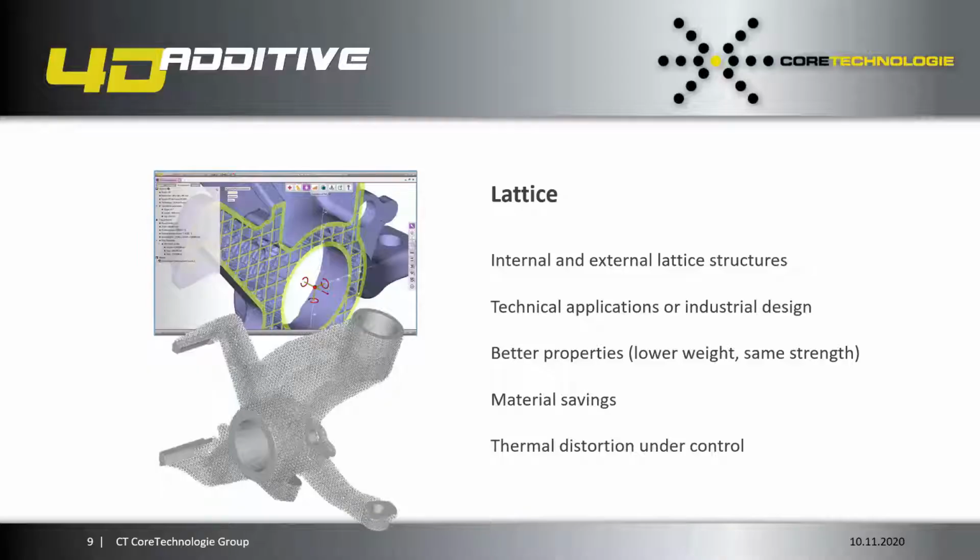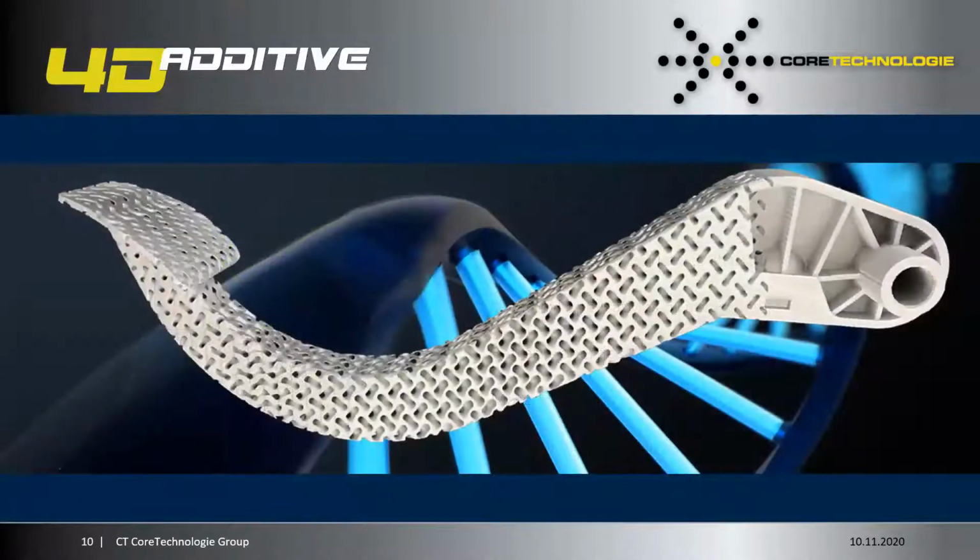So to be sure, for example, if you are using powder bed technologies, then you can also create plugs, where you can take the powder out of the model. So this is a gyroid, which is a really nice structure, because here we have more than 50% material savings, which has been achieved in this case.